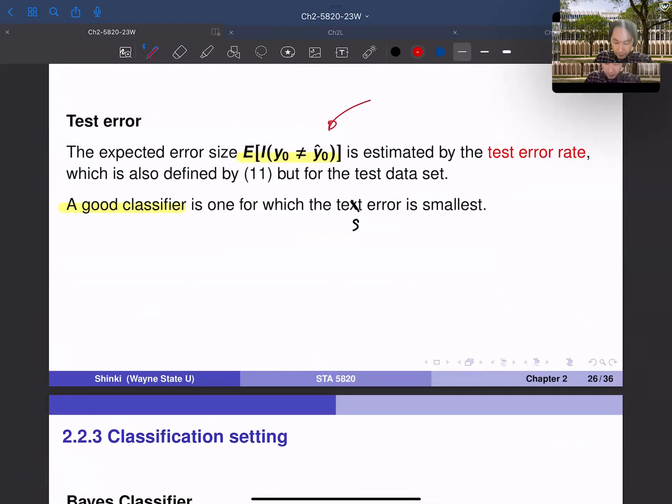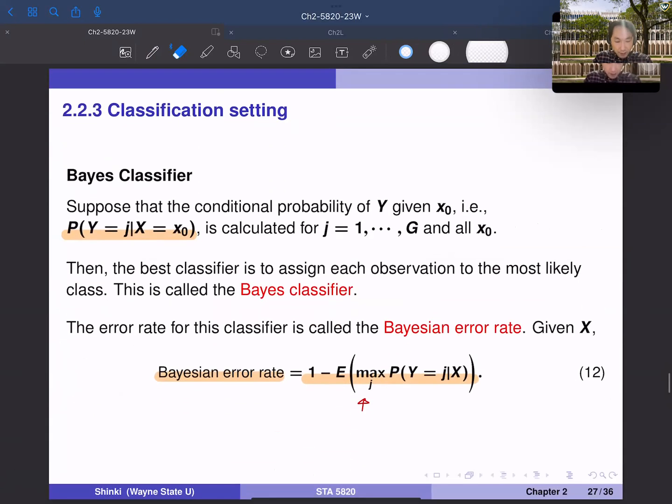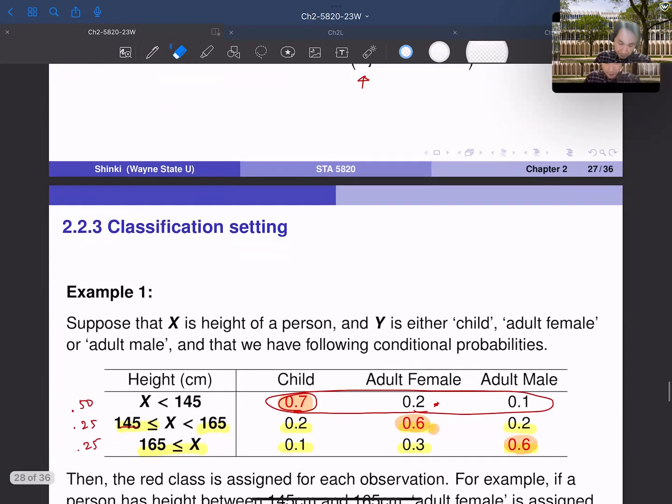And of course, to get this one, we need the probability of getting a person less than 145 centimeters, between 145 and 165 centimeters, and so on. So we have 3 cases. If this is 50%, 25%, 25%, we have to multiply these weights with these error sizes. And if these proportions are different, then the expected error rate is different. So we need the distribution of x to see the expected error size. But given the x value, we can determine the Bayesian error rate.